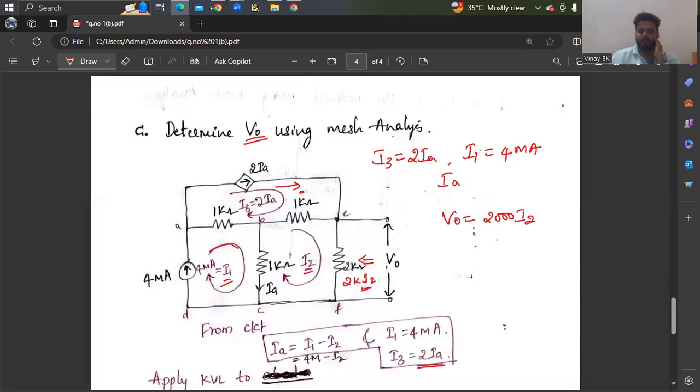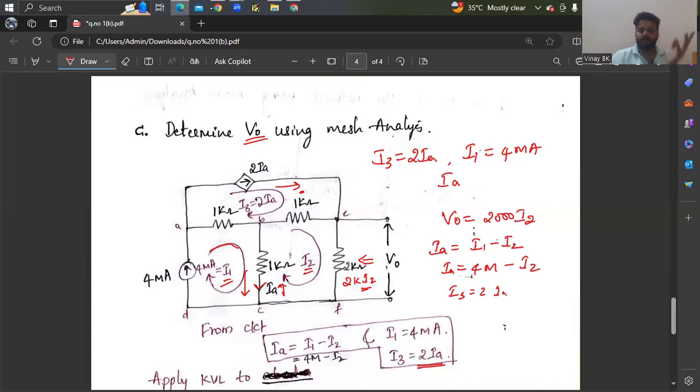So IA is flowing here. The I1 direction is the same as IA and I2 is flowing opposite to IA. Therefore, IA is nothing but I1 minus I2. Whereas I1 is 4 milliamps. So 4 milliamps minus I2 is nothing but IA. And I3 is nothing but 2 into IA.